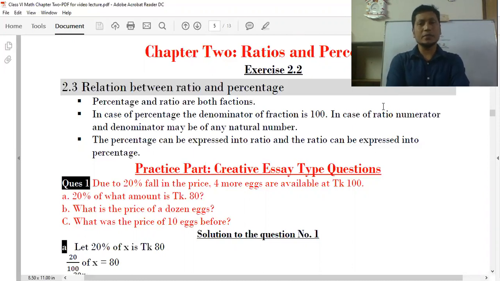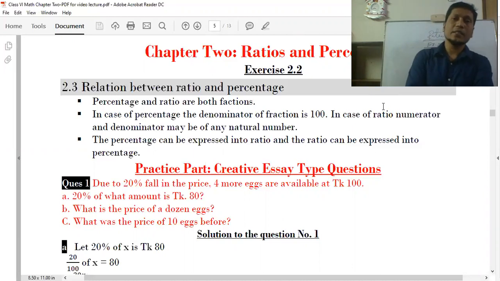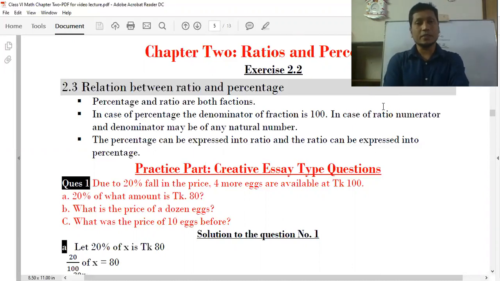That is, a ratio is a fraction, percentage is also a fraction, but the difference is that in case of ratio, there can be any quantities of the same kind, but in case of percentage, one quantity must be 100. That is, in case of percentage, the denominator is considered as 100, but in ratio, it is not mandatory. So, the second line says, in case of percentage, the denominator of the fraction is 100. I have already told you, and the percentage can be expressed as a ratio, and the ratio can be expressed as a percentage also.